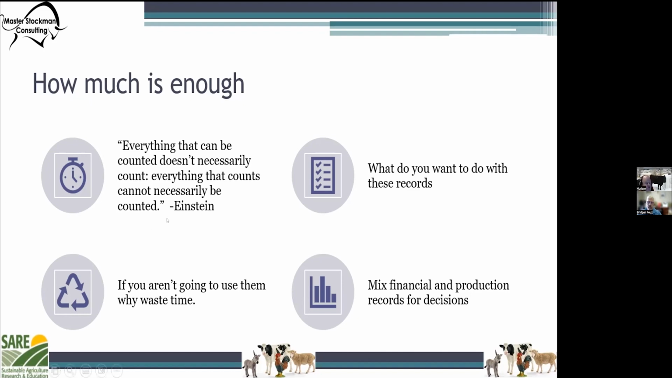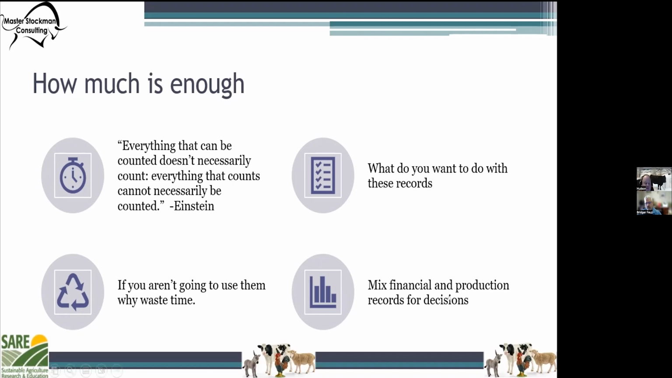I have a quote from Einstein here: everything that can be counted doesn't necessarily count, and everything that counts cannot necessarily be counted. All that really means is you decide what needs to be counted and keep track of it so you can do it. Really try to answer the question before you get started: what do you want to do with the records? If you're not going to use them, it's probably a waste of time for you, so don't do them.